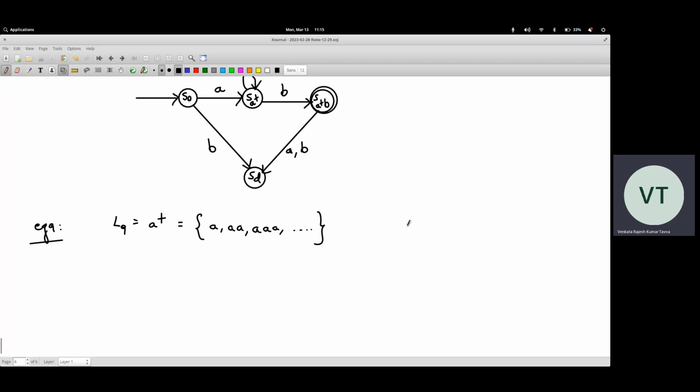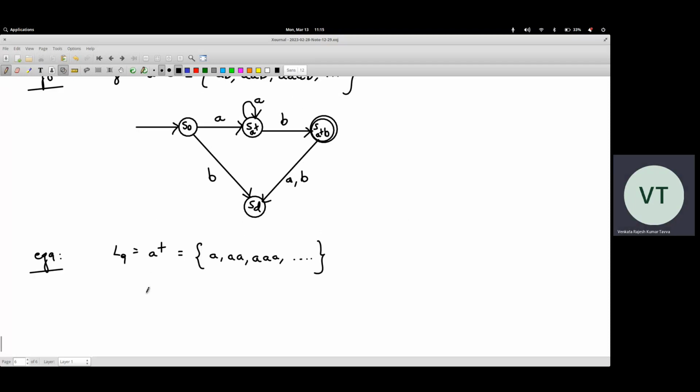Here broadly, how many scenarios will you have? 2. What is the first scenario? You haven't seen even one A. Second scenario is you have seen one or more A's. That's it. And a dead state. So basically 3 states. Actually, it is nothing but the previous machine. You just remove this part and you directly have arrows from S A plus to the dead state.